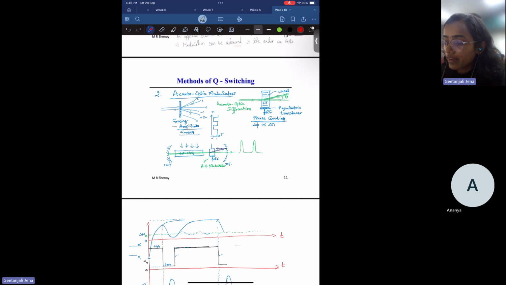In acousto-optic, what do we have? We have a piezoelectric transducer, and we are applying an RF frequency here. And depending on the strength of this RF, what will happen? The light that is incident on this material will get diffracted. Because of the diffraction of this beam, we'll see an intensity modulation like this.